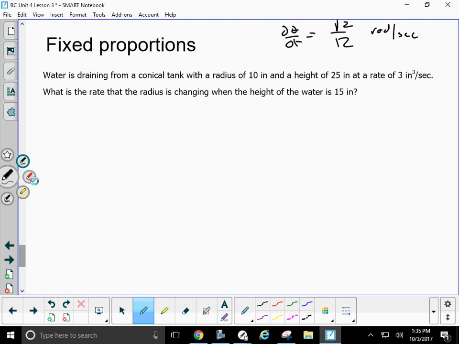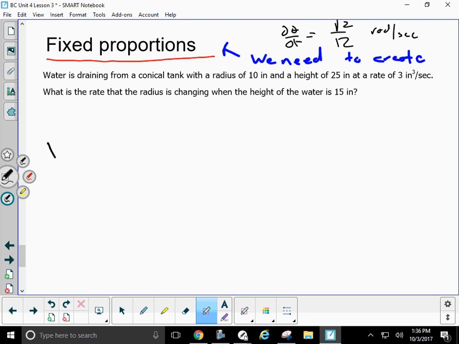And both problems deal with fixed proportions. We had a couple fixed proportion problems already, like the sand pile where the height was 3 times the radius or something like that, and the rectangle perimeter where the length was twice the radius. The difference between this problem and those problems is that those proportions were given to you. These proportions you need to create. Okay, here we go.